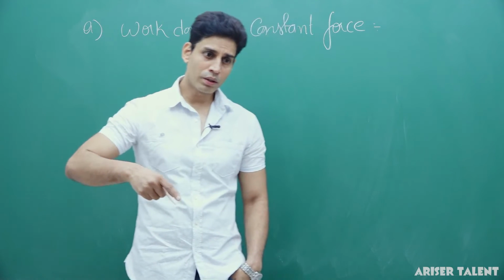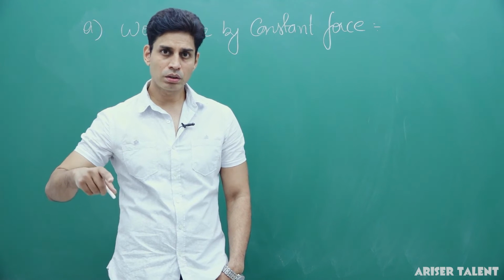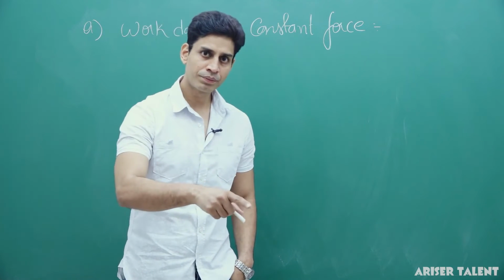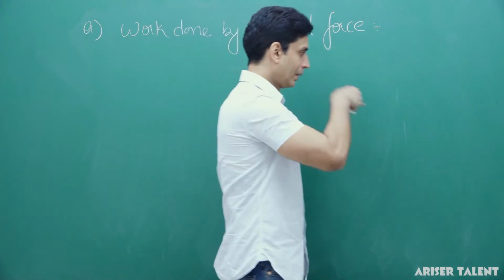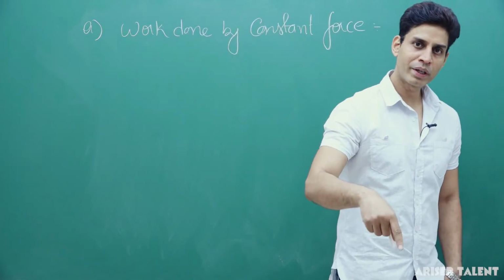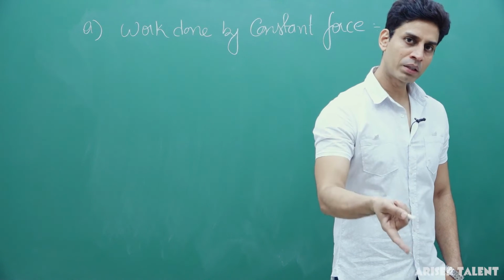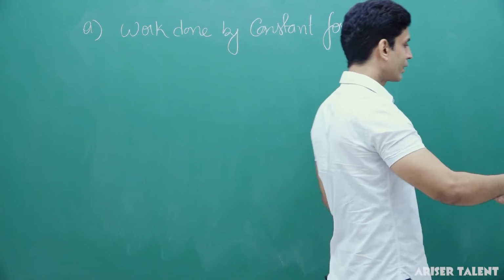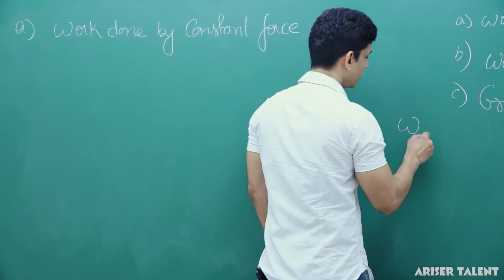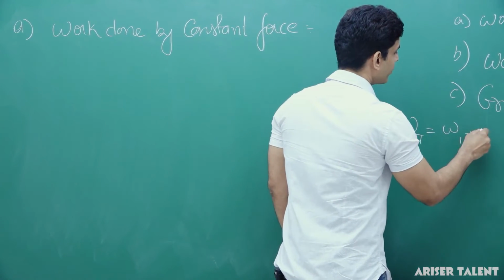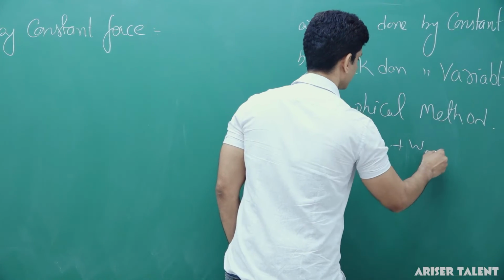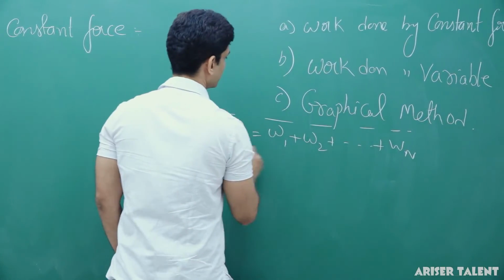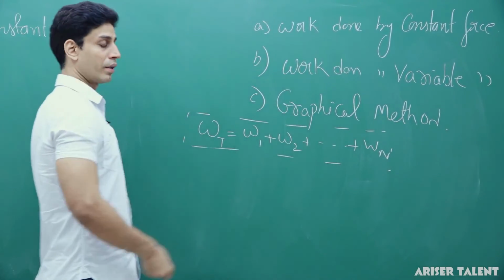And one thing more: as work is a scalar quantity, let's suppose a particle reaches from A to B along different paths. In the first path, let's suppose W1 work is performed, in the second path W2, W3, W4, like this. So the total work done will be the algebraic summation of all the work performed, as it is a scalar quantity.